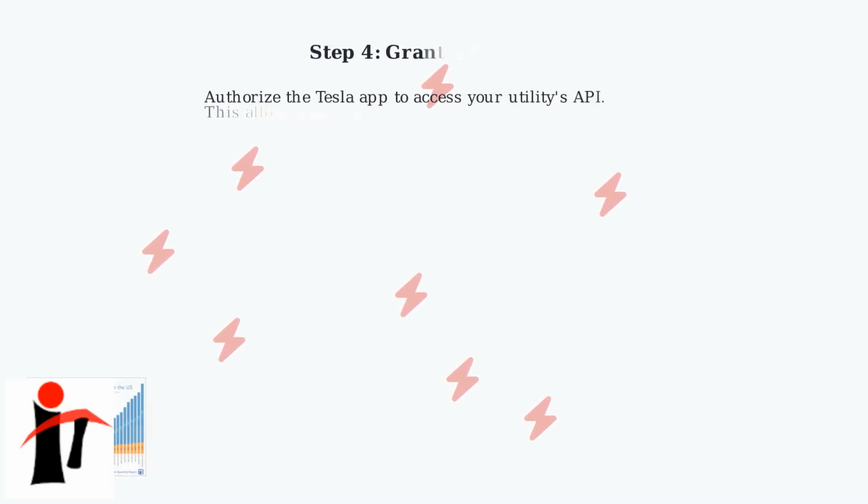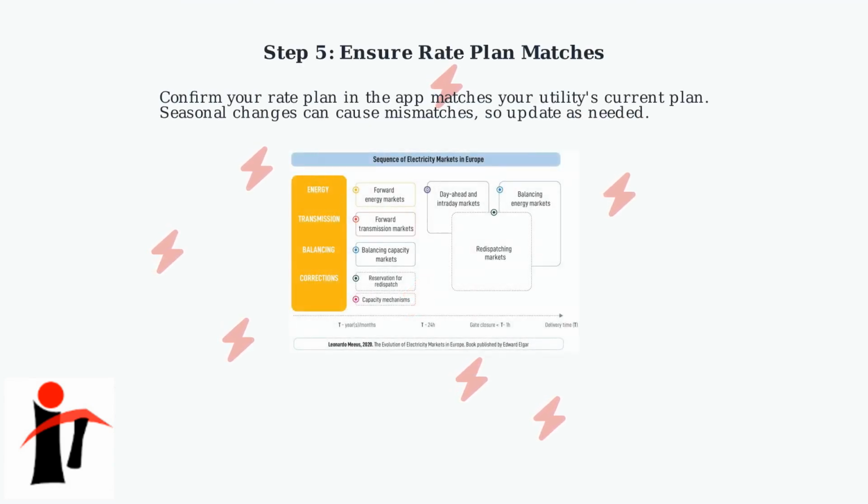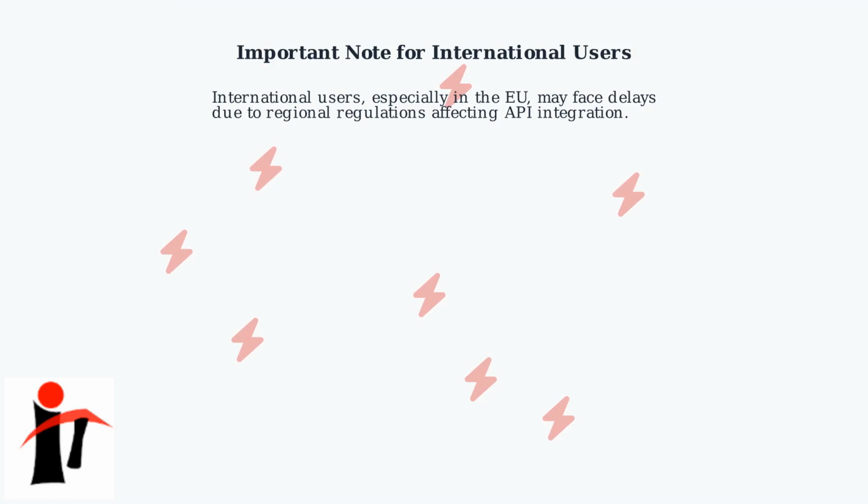Grant API access. Authorize the Tesla app to connect with your utility provider systems for seamless data sharing. Ensure your rate plan in the app matches your utility's current plan. Check for seasonal changes that might cause discrepancies. Note that international users in the EU might face delays due to regional regulations when setting up rate plan integration.